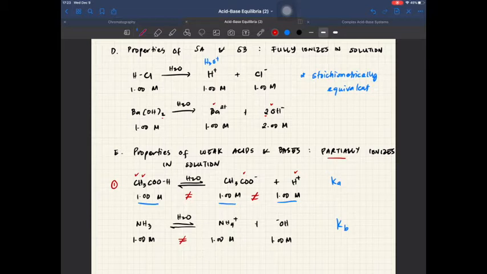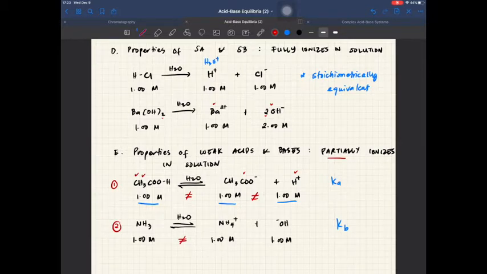Similarly, in the case of weak bases, for example, in equation number 2, we have ionization of ammonia in water. Ammonia produces ammonium ion and hydroxide ion in water. But the moles of ammonium ion and hydroxide ion are not stoichiometrically equivalent to that of ammonia, and therefore we cannot say that if you have 1 molar of ammonia, then you will also produce 1 molar of ammonium and hydroxide ion. So we cannot say that.